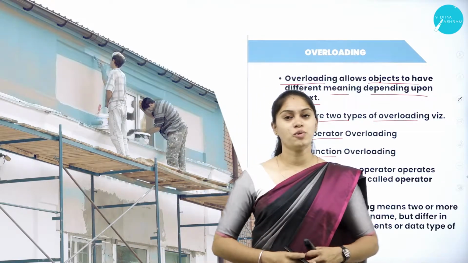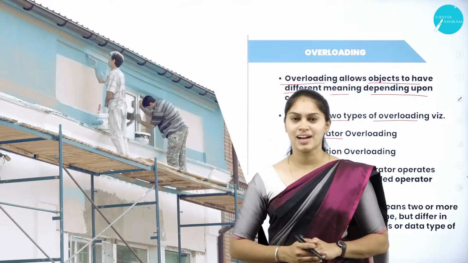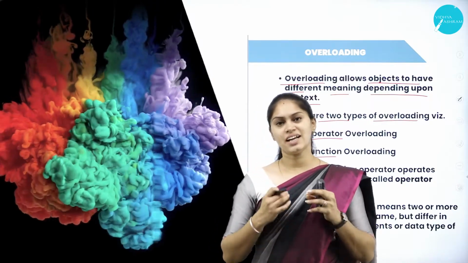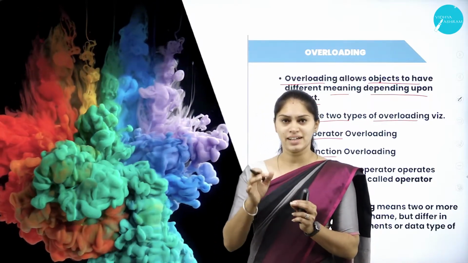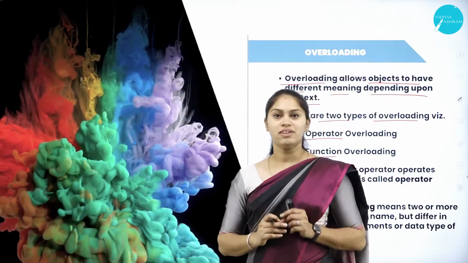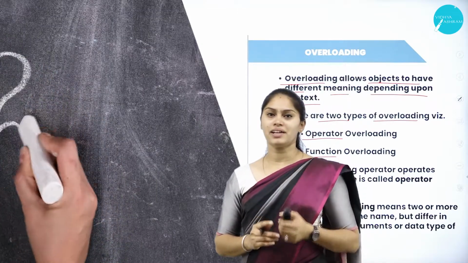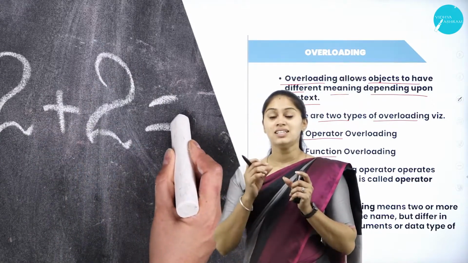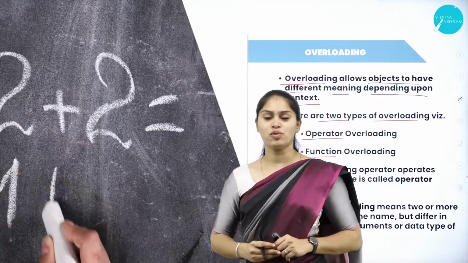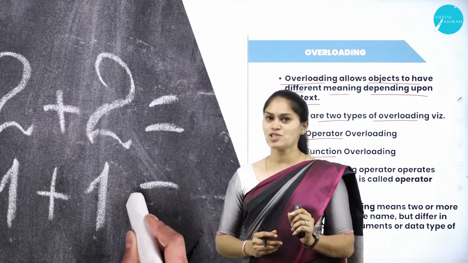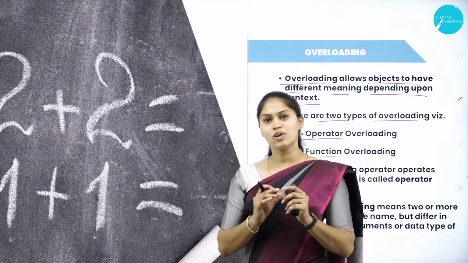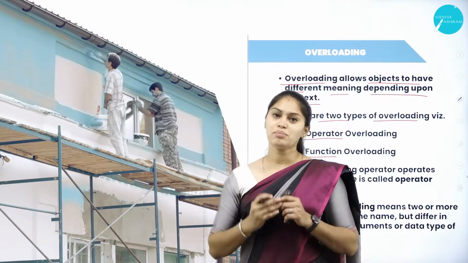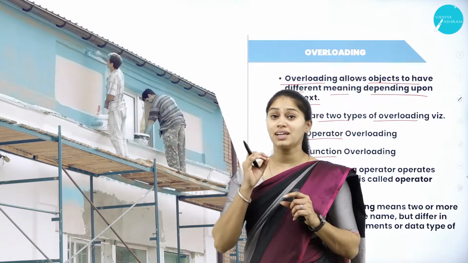So we all know what operator means and what a function is, right? An operator is nothing but a symbol. If any symbol acts differently for different scenarios, we call that operator overloading. Then we have function overloading. A function is a set of instructions which performs a particular task, like a semi-program.